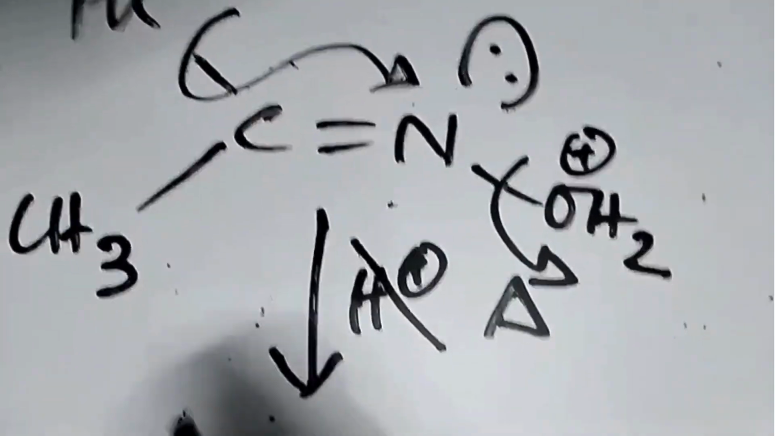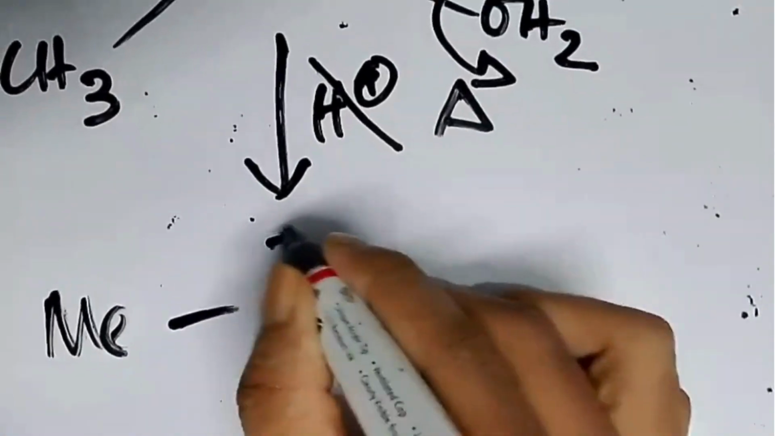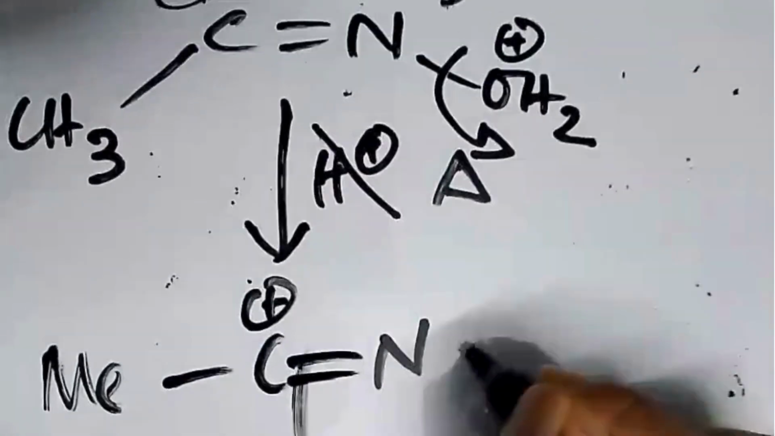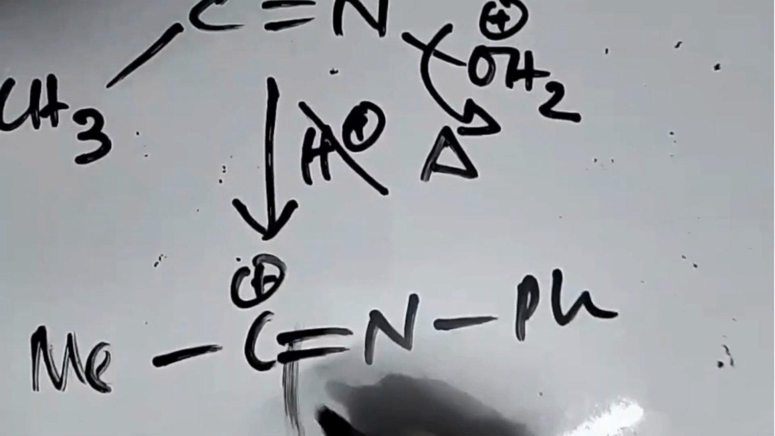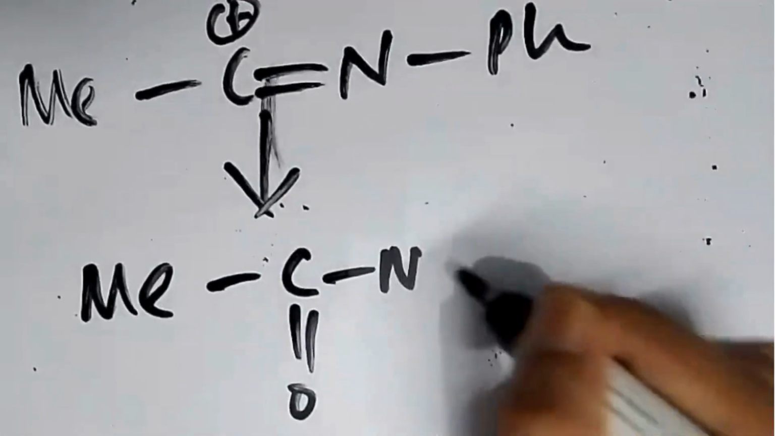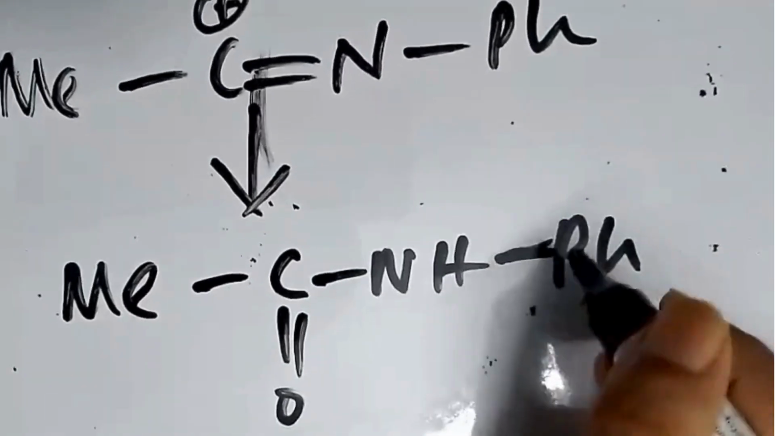So we get the migration, and we get a reactive intermediate of something like this, and this then hydrolyzes to give a 2-degree amide, with the Ph and N linkage.